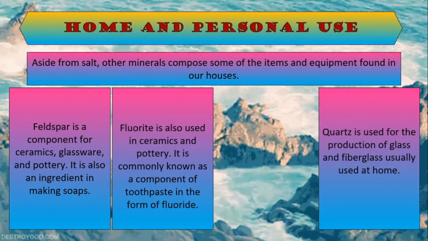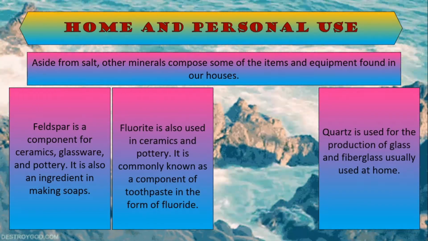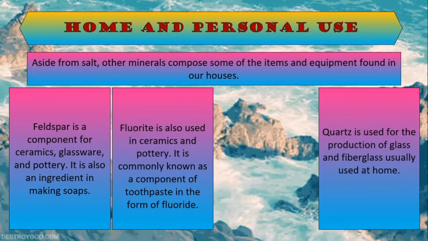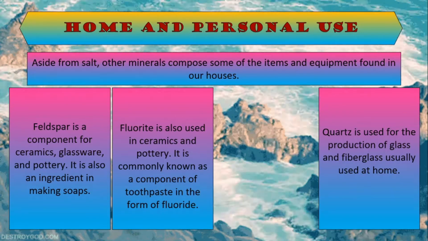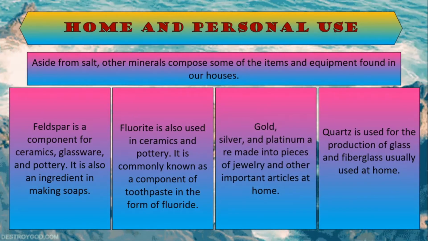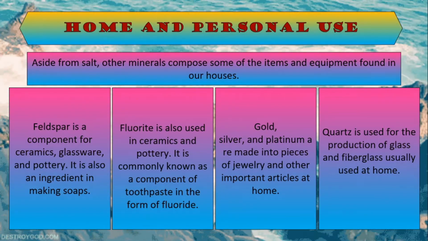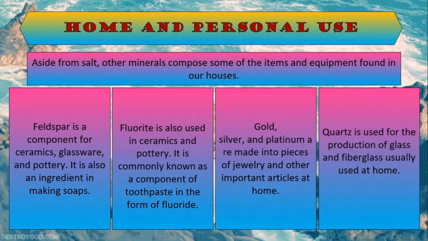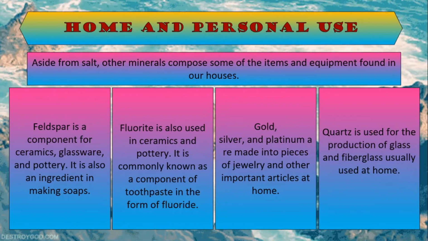Quartz is used for the production of glass and fiberglass usually used at home. Fluorite is also used in ceramics and pottery. It is commonly known as the component of toothpaste in the form of fluoride. Gold, silver, and platinum are made into pieces of jewelry and important articles at home.